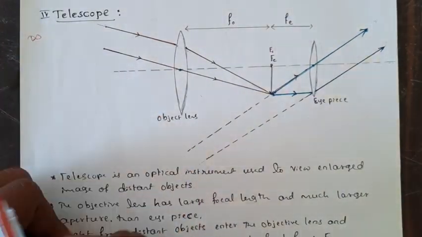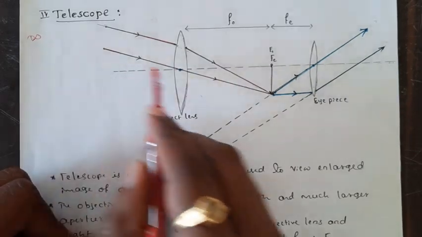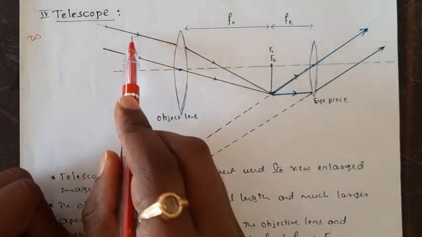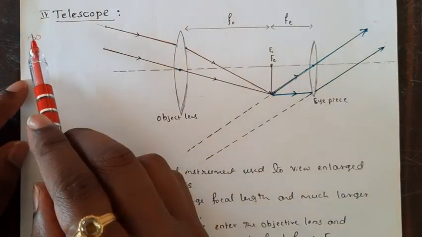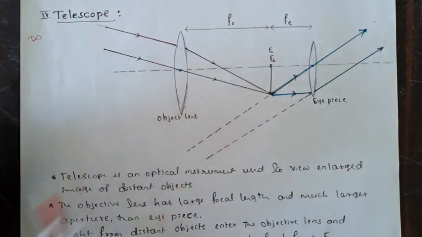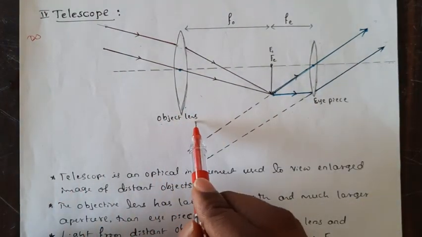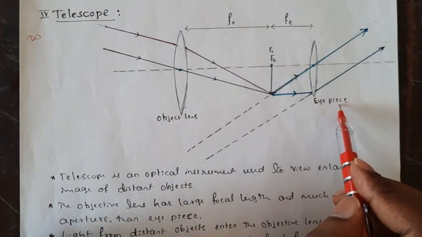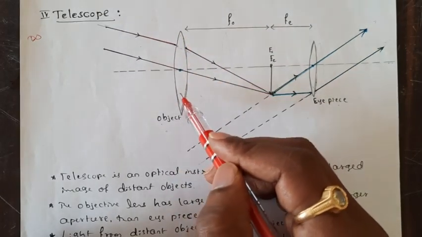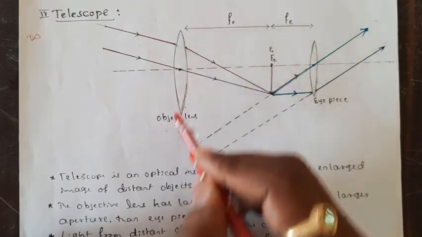Now the object is at infinite distance, and the rays from infinite distance are always parallel. Such parallel rays from the infinitely distant object are incident on the first lens. What do we call this lens? We call it the objective lens, and this is the eyepiece. The objective lens has the larger aperture. So why do we take the larger aperture?